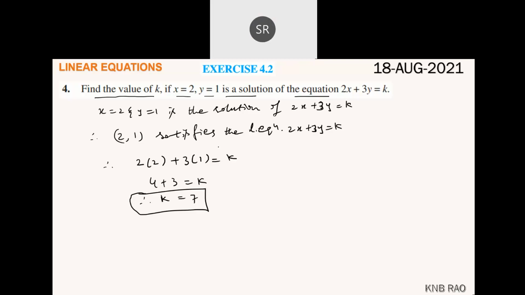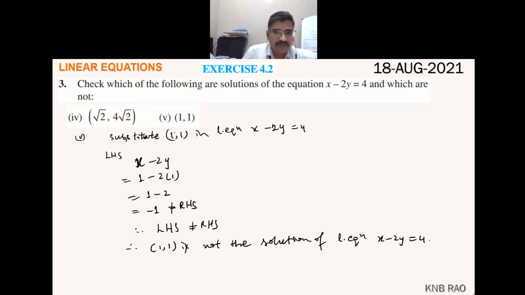Sampath, see, in the previous questions we were checking whether 1 comma 1 is a solution of this equation or not. How did we check? By substituting. When I substitute 1 comma 1 in the linear equation, if the LHS value I get is equal to the RHS value, which is 4, only then we say that the substituted point is the solution.